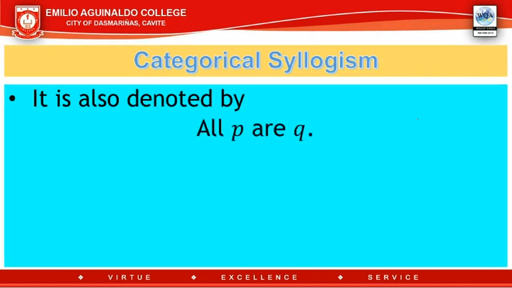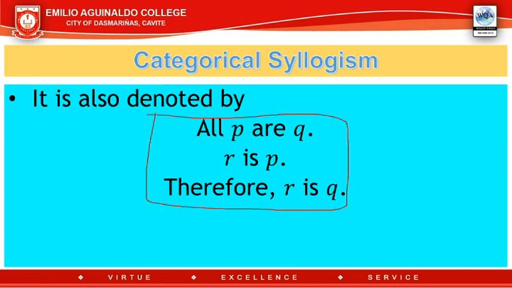Okay, it is denoted by all P are Q, R is P, therefore R is Q. Okay, so all P are Q, R is P, therefore R is Q. This will be our form to follow in the creation of categorical syllogism. So pwede din naman gumamit tayo ng ibang ibang form, pwedeng some or none P are Q, or some of P are Q, or some of P are not Q. So we can use other types of categorical syllogisms.